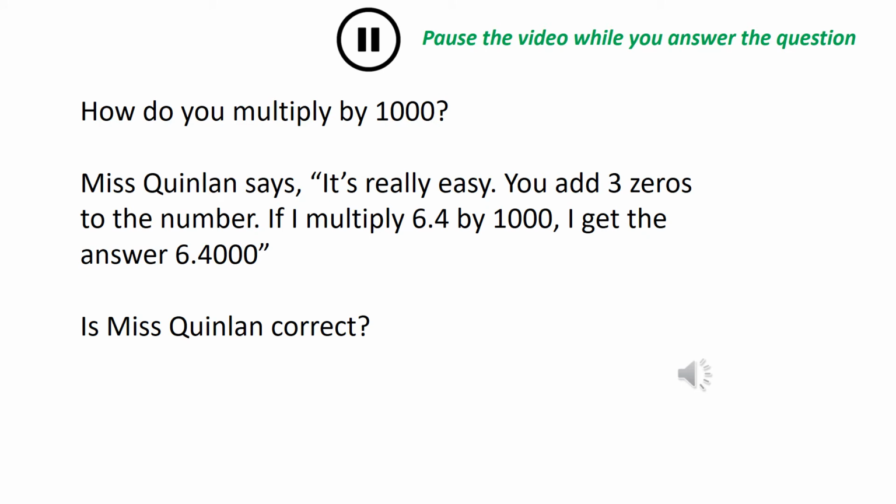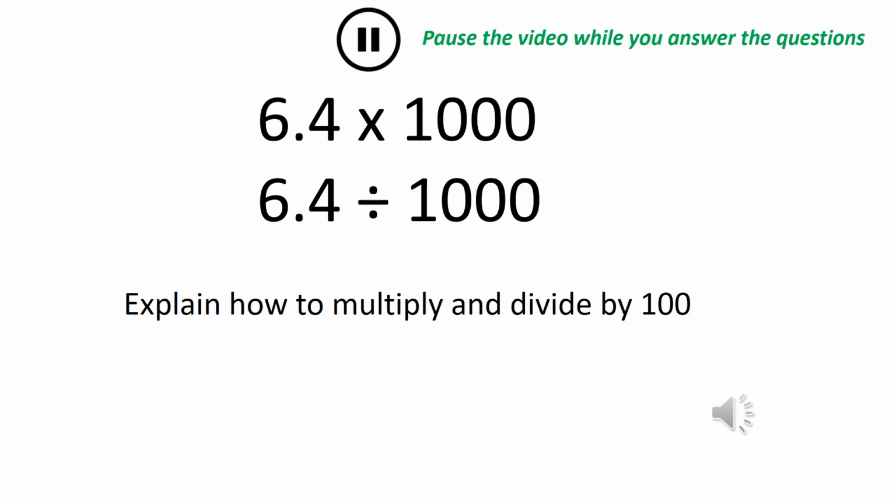So we have multiplied by 10 and 100. So I've decided it's really easy to multiply by 1000. All I have to do is add 3 zeros to the number. Am I correct? Read this word problem and explain whether I'm correct or not. You can either do this verbally or you could write down your reasoning in your book. So using these calculations as an example, can you explain how to multiply and divide by 1000?